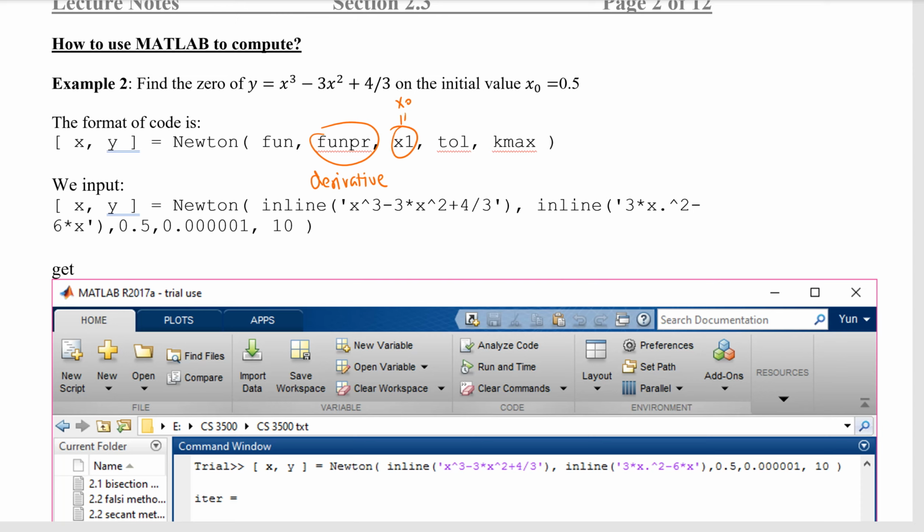So here this is our y, right? And then what is y prime? Well, this we need to figure out by ourselves. So that is 3x squared minus 2 times 3, 6x. So this is the derivative.